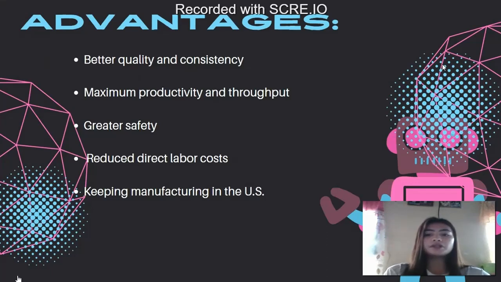Last is keeping manufacturing in the US. Some argue that robots are taking jobs away from US workers, but that's not necessarily the case. Industrial robots are typically integrated in a series of operations that requires human expertise. For example, you could have a robot welding parts that are handed off to a person to perform a task that requires human, intuitive, if-then thinking.